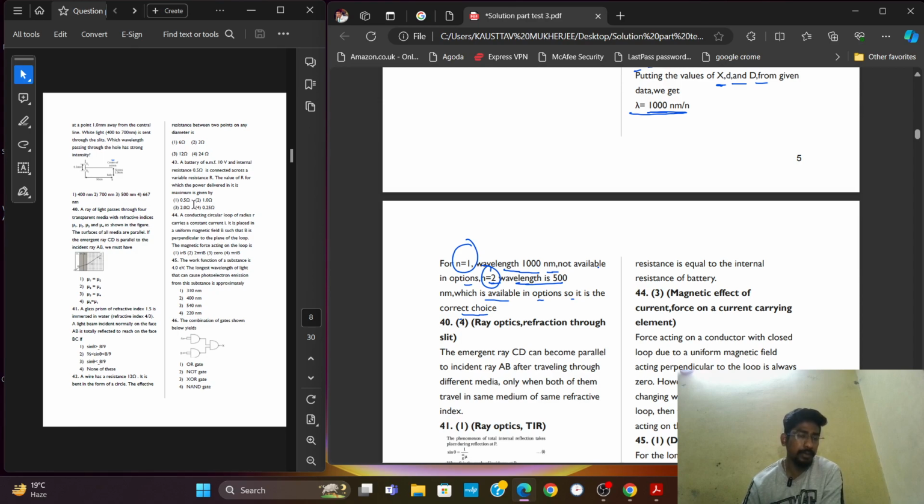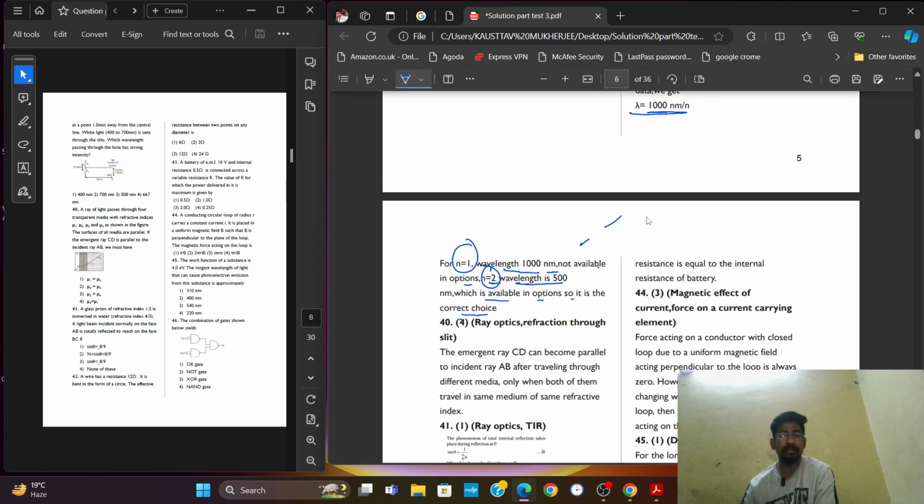A ray of light passes through four transparent media of refractive indices mu1, mu2, mu3, mu4, shown in the figure. Okay, the surfaces of all the media are parallel. If the emergent ray CD is parallel to the incident ray AB, that means the emergent ray and the incident ray are parallel to each other. That means no deviation occurs. Zero deviation, that means delta equals zero.